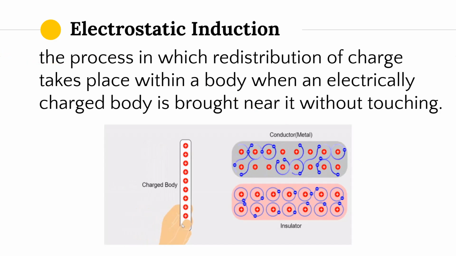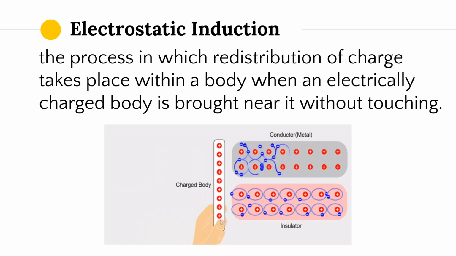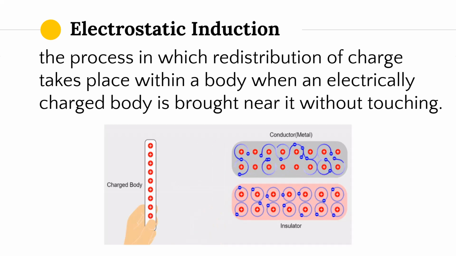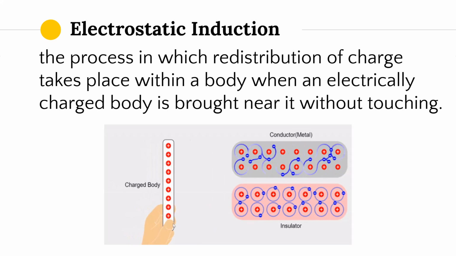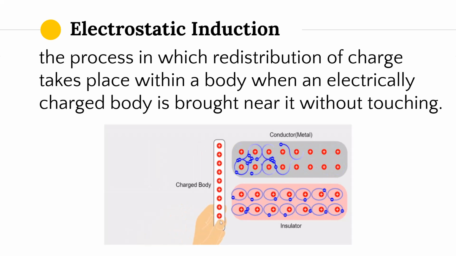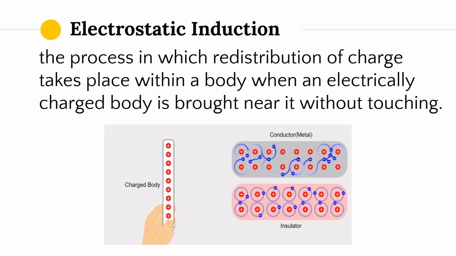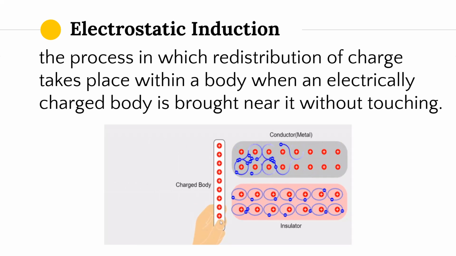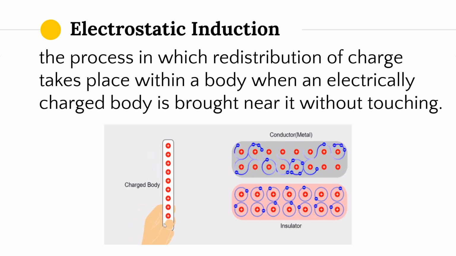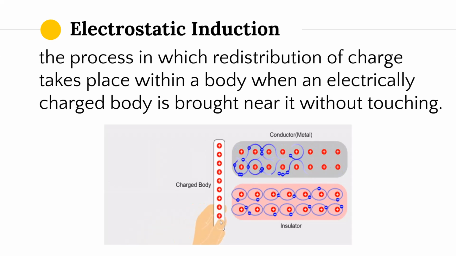So electrostatic induction is the process in which redistribution of charge takes place within a body when an electrically charged body is brought near it without touching. It's a really kind of wordy way of saying that, hey, if you bring a charged object near some other object, it's going to cause the electrons in the object to move due to the charge. And we see it here.